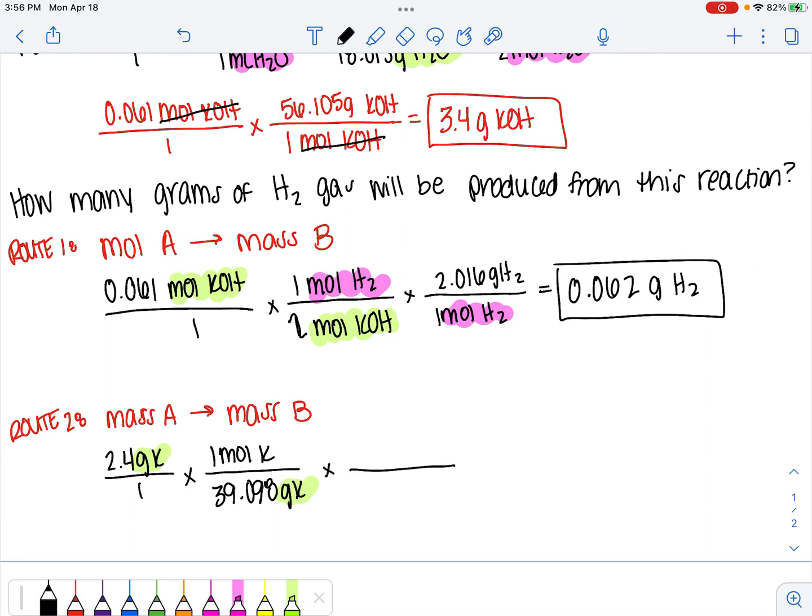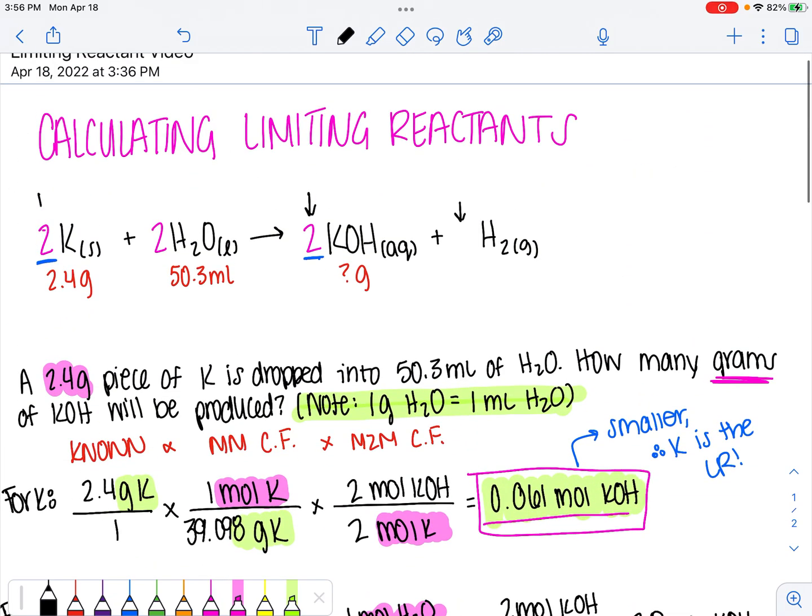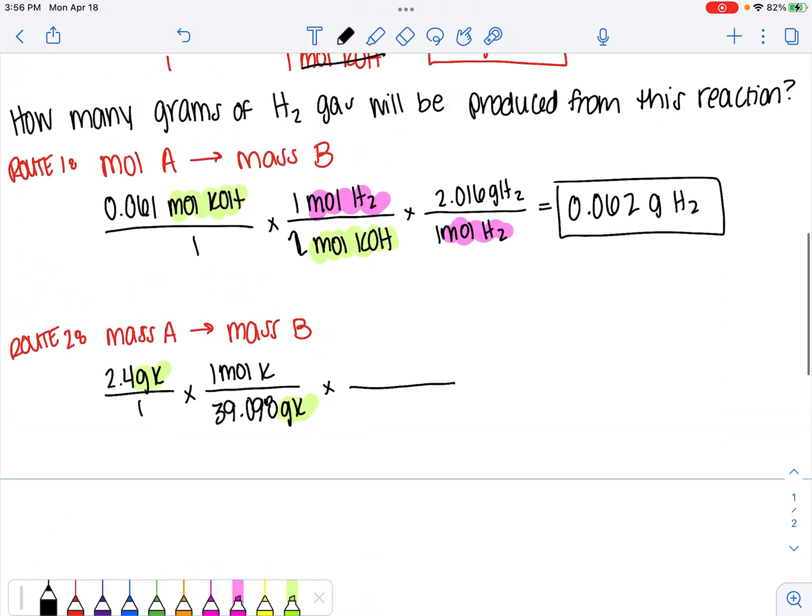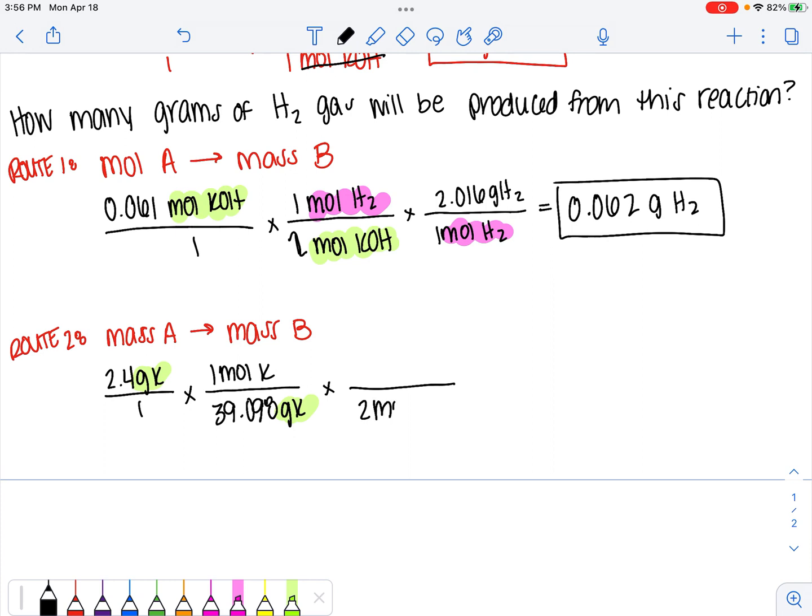Now to get from moles of potassium to moles of hydrogen, you would need to use a mole to mole conversion factor. So if you look back at the balanced chemical equation, for every 2 moles of potassium, there is 1 mole of hydrogen. So 2 moles of potassium per 1 mole of hydrogen.